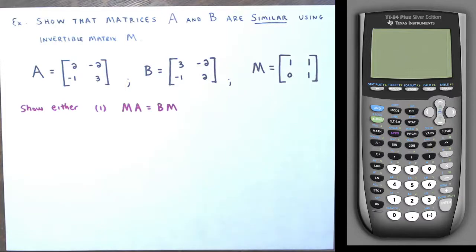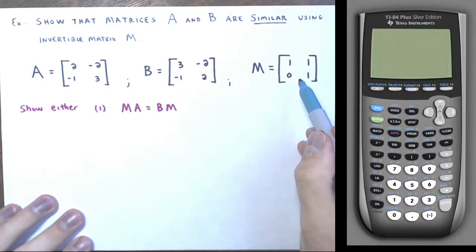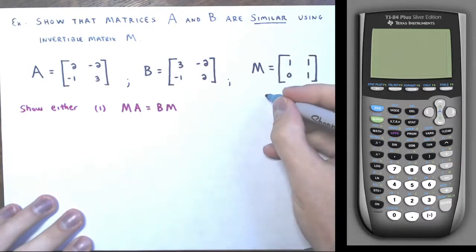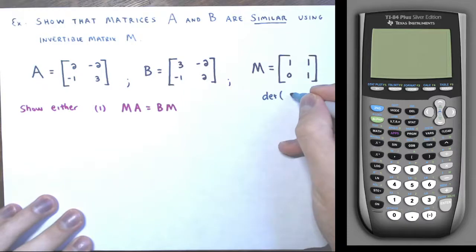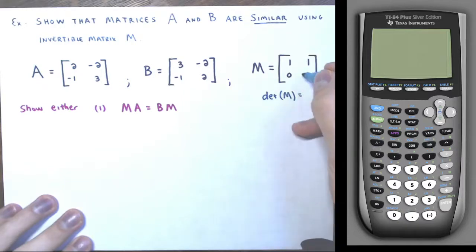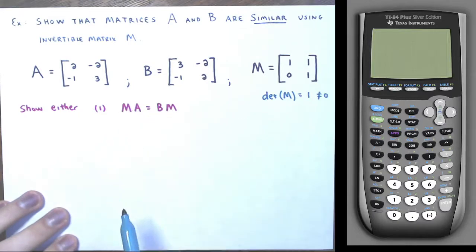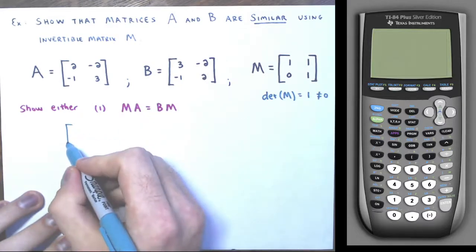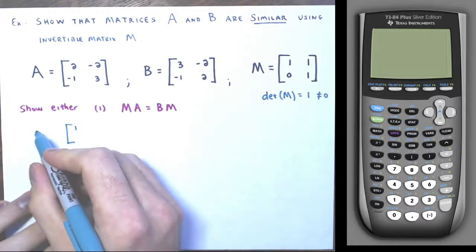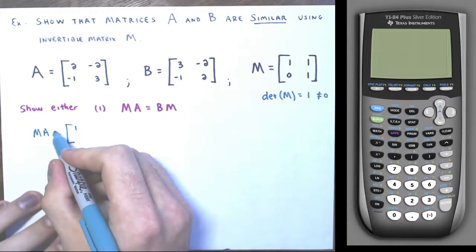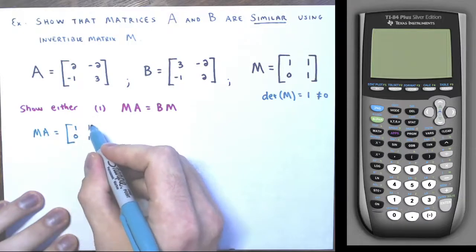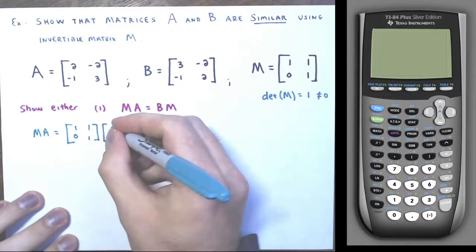I'll do that first. All right, so now again, notice that M is invertible, right? The determinant of M here is non-zero. In fact, just to double check, the determinant of this matrix would be 1 minus negative 1... which is not 0, so it's invertible. It satisfies the definition. I need an invertible matrix such that this happens. All right, so M times A. That's the matrix M times matrix A.